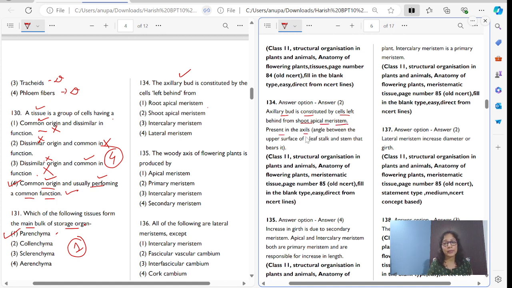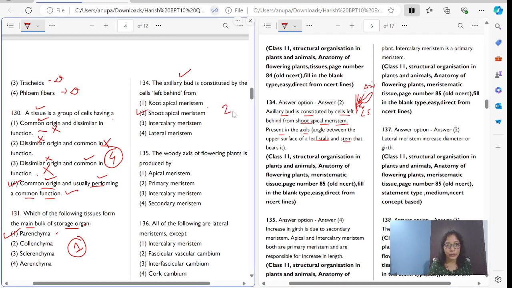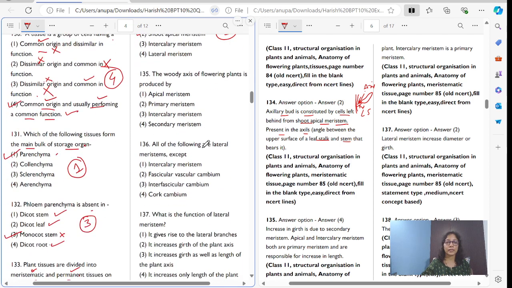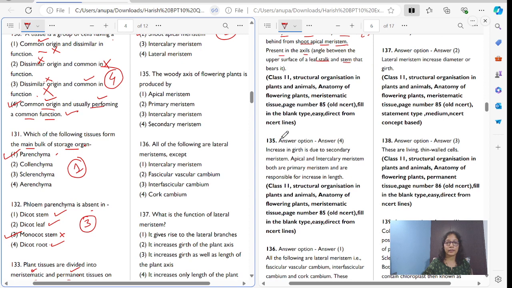We know that the axil is present between the leaf stalk and the stem. Let's assume this is the stem, this is a leaf and this is the leaf stalk. So this position is known as the axil. Hence, it is constituted by the left-behind cells of shoot apical meristem. So the correct answer will be option number 2, shoot apical meristem. Now let's move to the next question, question number 135.